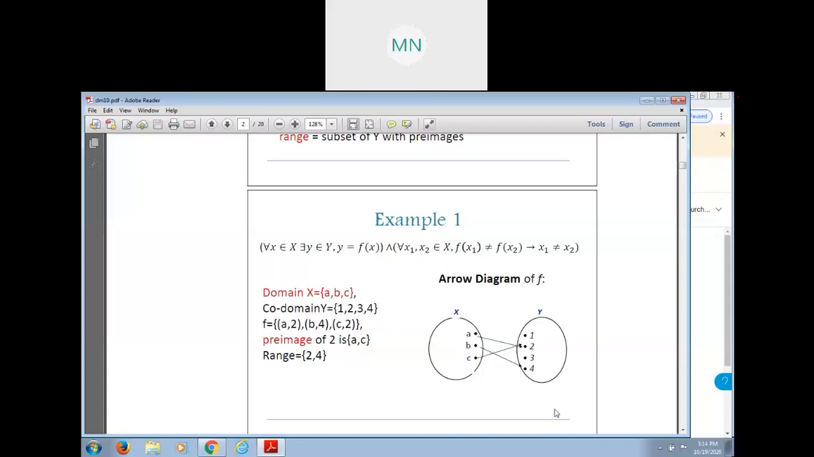And the codomain is what? Here the codomain is 1, 2, 3, 4. Can you tell me the range of this function? The range is 2 and 4, because the elements of X are related with only 2 and 4. So 2 and 4 is the range of that particular function.